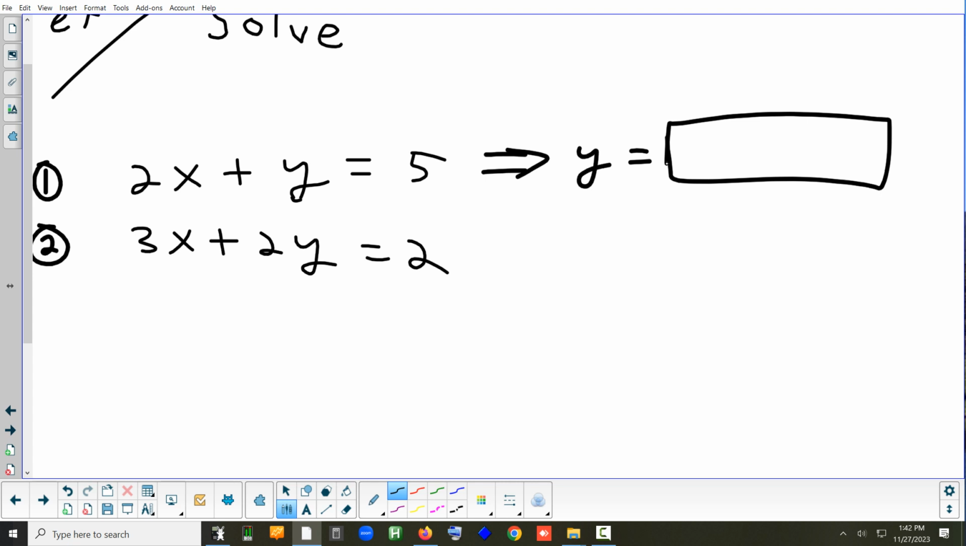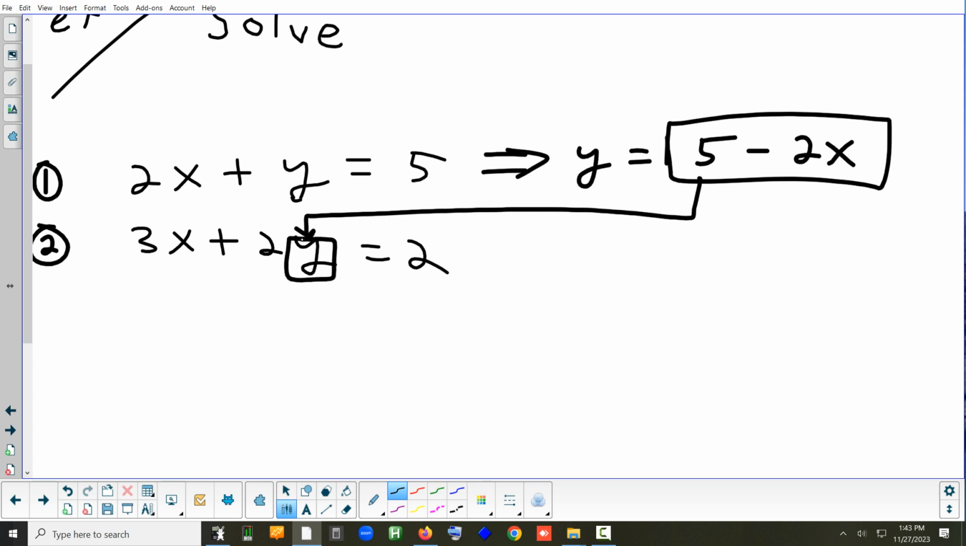All right, so we're going to rewrite equation 1 with Y alone. How would you get Y alone in that equation? Subtract 2x. Yeah, just subtract the 2x. So Y would equal 5 minus 2x. So there's your formula for Y. And where is this 5 minus 2x going to get plugged in? Into Y in the second equation.